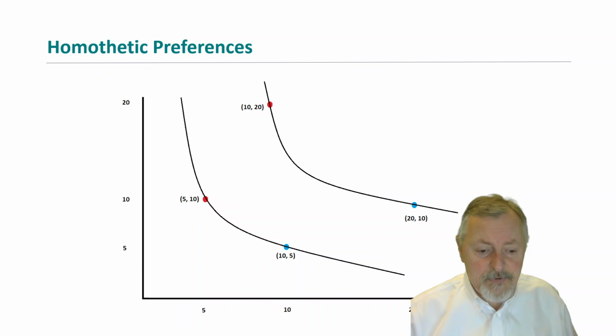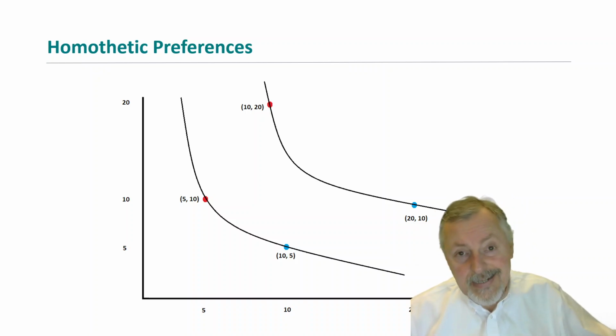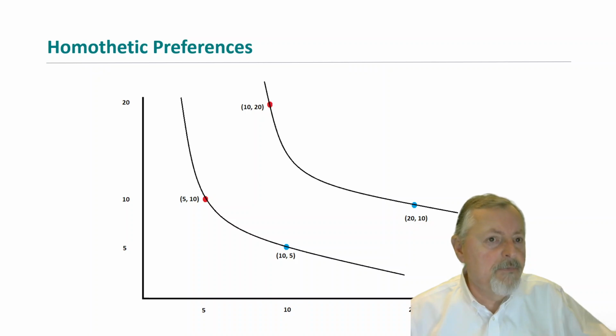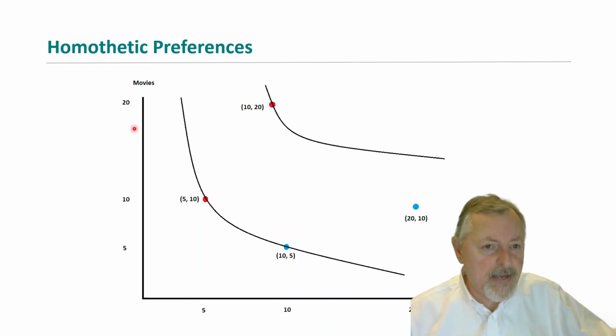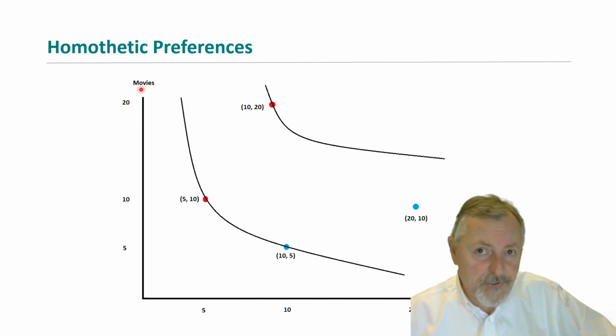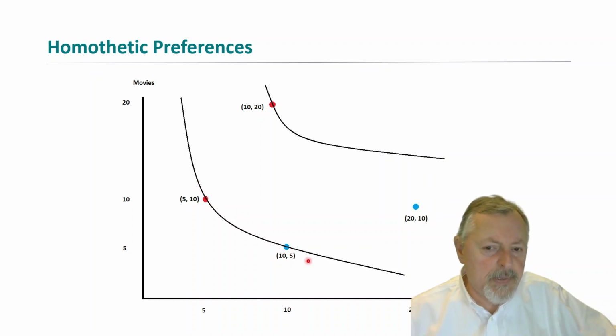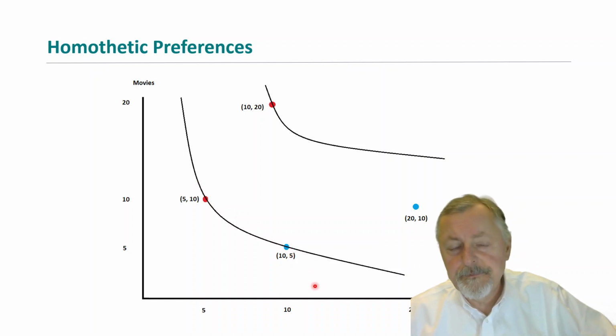Now, that doesn't have to be the case. Actually, in the real world, it's usually not the case. Here's an example of non-homothetic preferences. Let's assume that this thing 2 is how many movies you get to watch, and thing 1 is food. Well, maybe you're indifferent between these two combinations of movies and food.